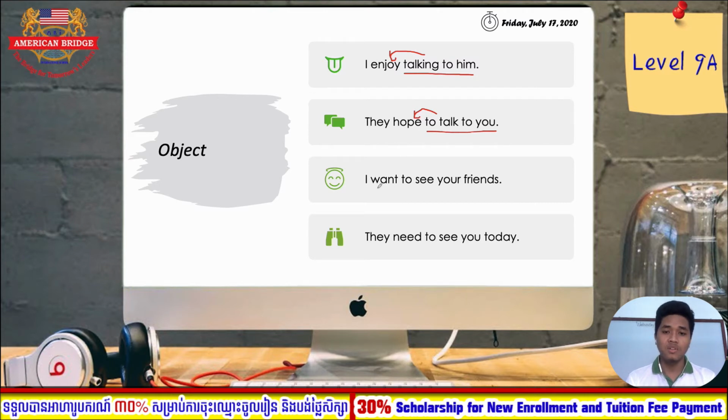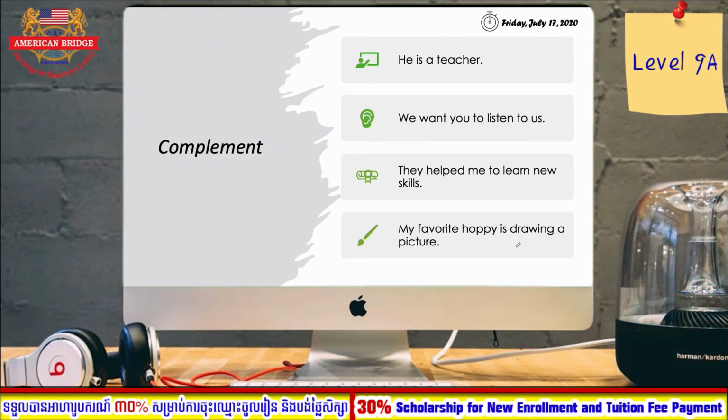I want to see your friends. So to see your friend functions as the object. They need to see you today. It is the object because it has direct effects from the main verb. How about complements? A complement is just the word that gives meaning to another word in the sentence.